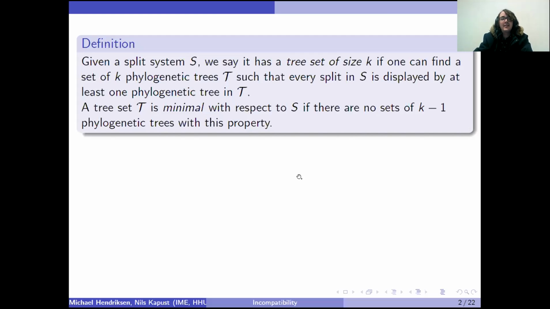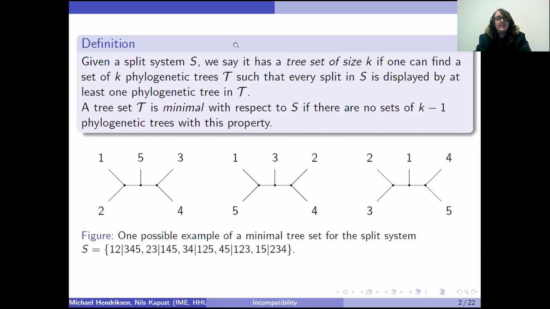I thought about that for a little while and came up with the following definition of compatibility, which is different to k-compatibility, which some of you may be familiar with, but I'll get to that in a second. In this definition, we say that a split system, or a set of splits, has a tree set of size k if you can find a set of k phylogenetic trees that display every single one of the splits.